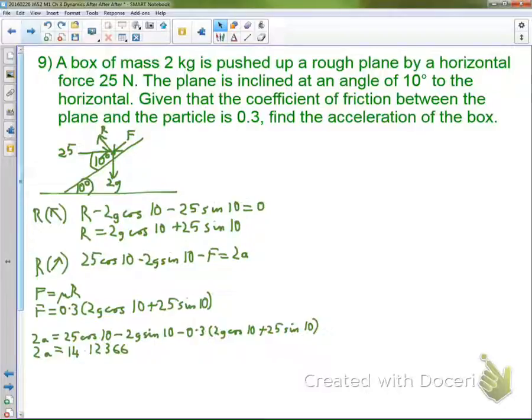14.12366. So then, dividing by 2, we get that a is equal to 7.0618, and then because we've made use of g in our calculations, we want to round to 2 significant figures, so a is equal to 7.1 meters per second squared.